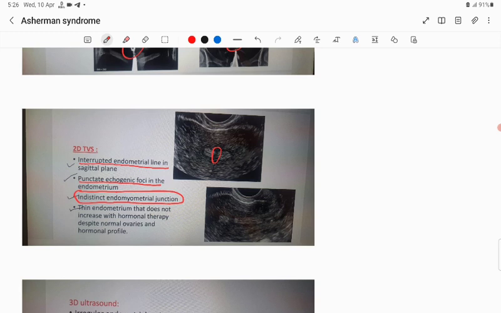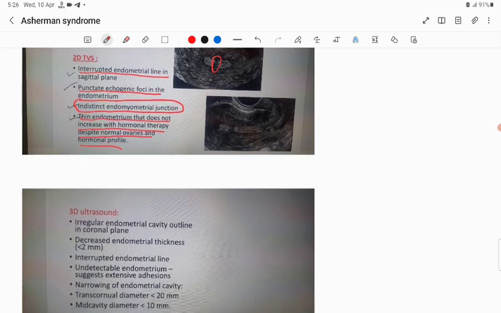Punctate echogenic foci, interrupted endometrial line, and thin endometrium that does not increase with hormonal therapy despite normal ovaries and hormone profile. The endometrium does not respond even after giving hormone therapy, despite normal ovaries and hormone profiles.